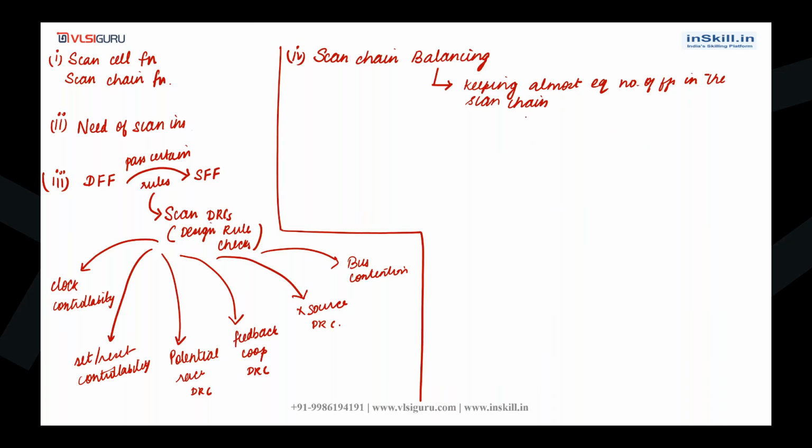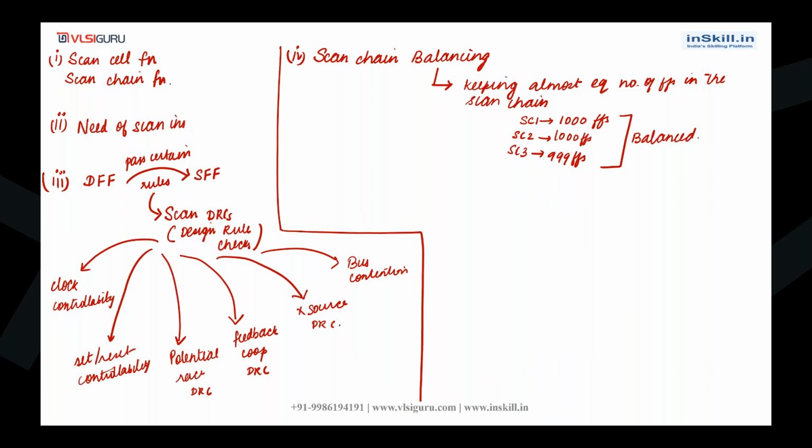Say for example, you have scan chain 1 with 1000 flops, and scan chain 2 with 1000 flops. Scan chain 3, say for example, has 999 flops. If it is like this, then these scan chains are called balanced scan chains. Almost equal number of flops are there: in two scan chains you have 1000 flops, and in scan chain 3 you have 999 flops. So in this case, the scan chains are balanced.